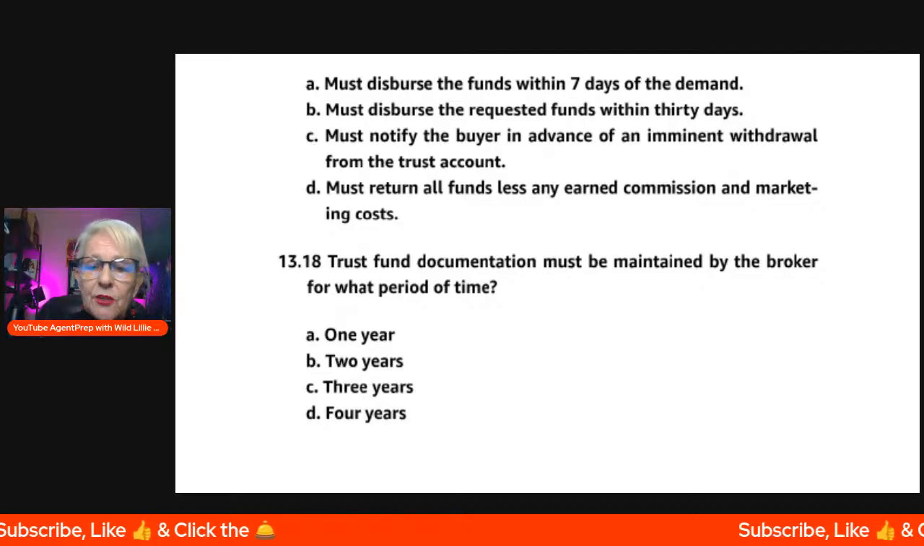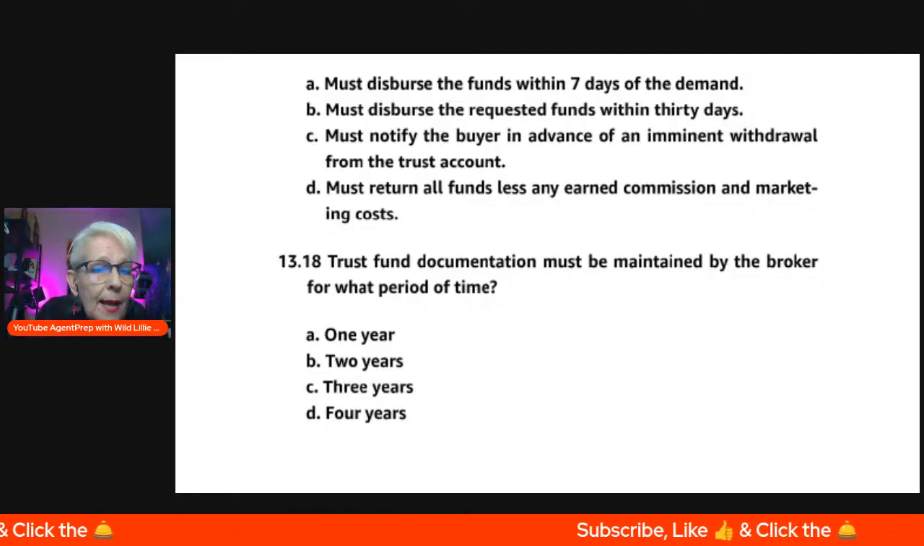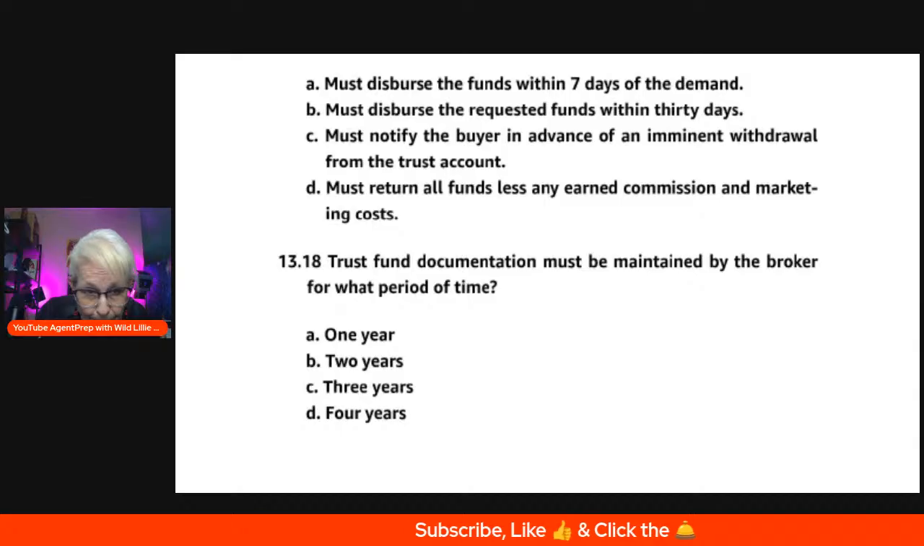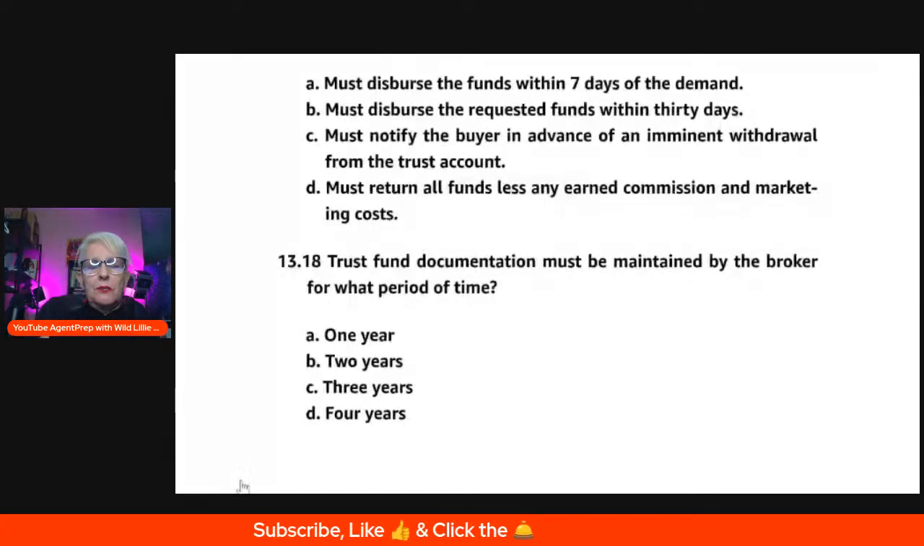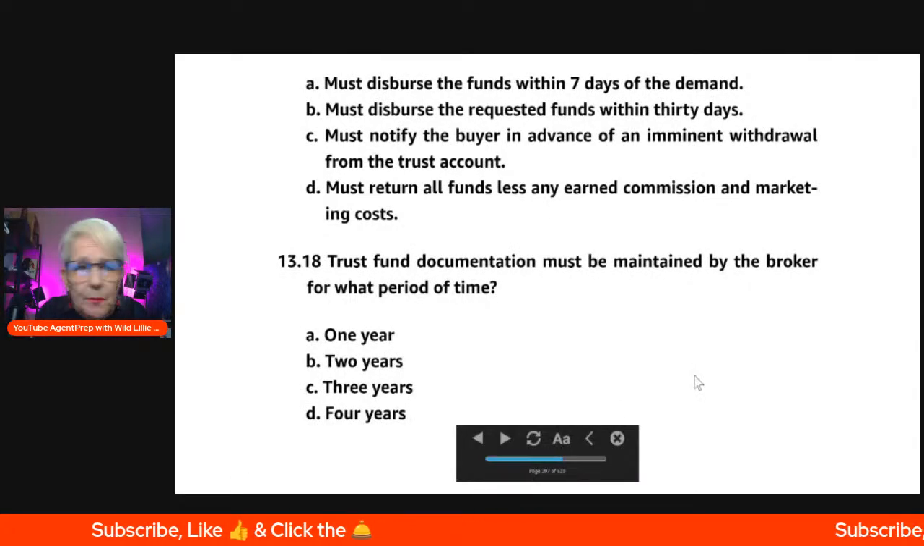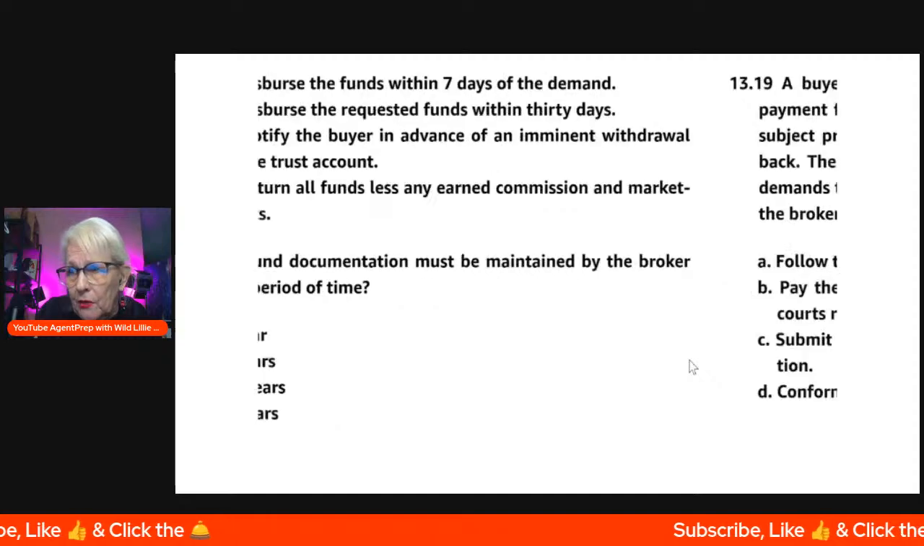Type your answer in the chat. Going once, going twice, gone. The answer is D, 4 years. Brokers must maintain those records for 4 years.